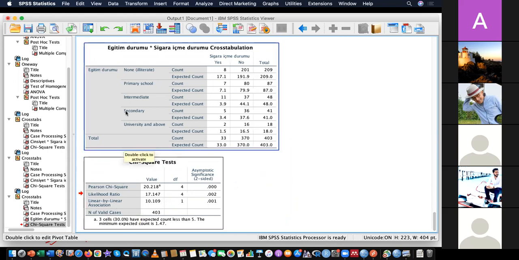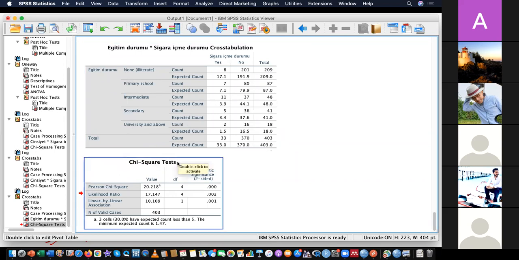The solution is you may combine the groups. You may merge the groups. You may merge secondary and university together. You may combine some of them. You may decrease the categories. By this way, you may get rid of the low sample size in the groups.